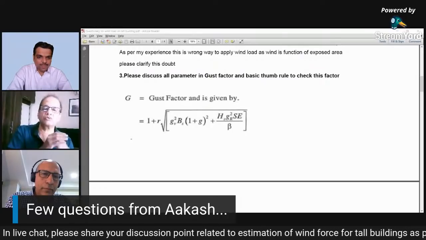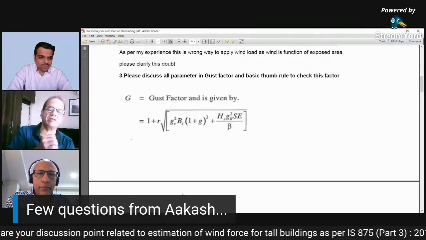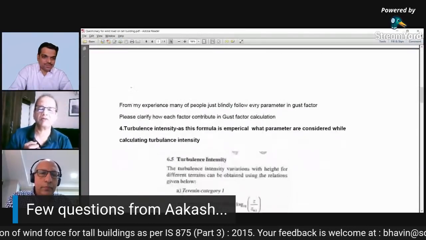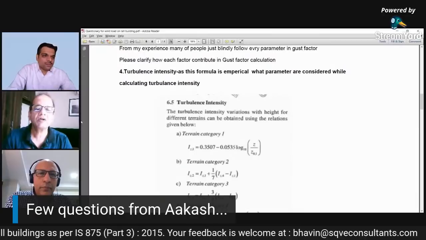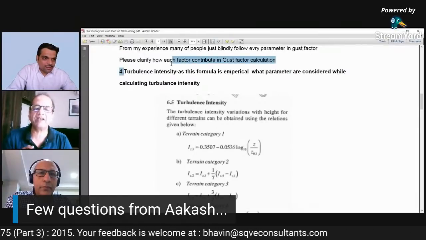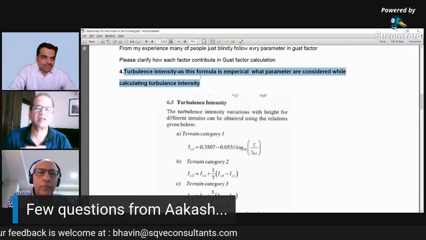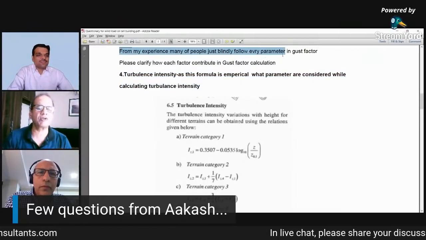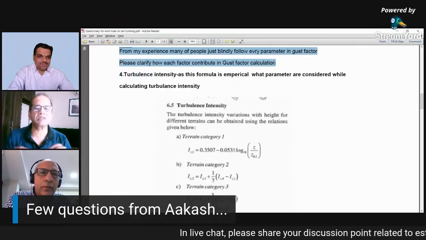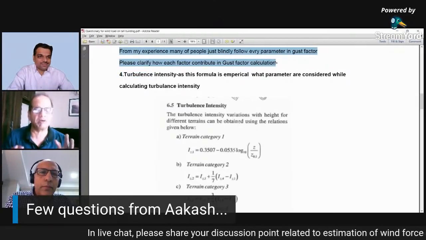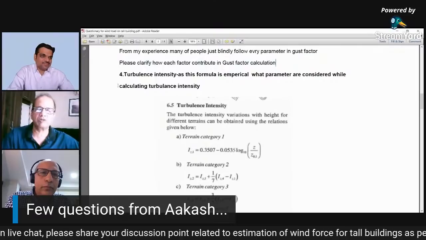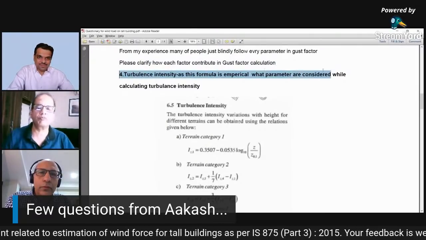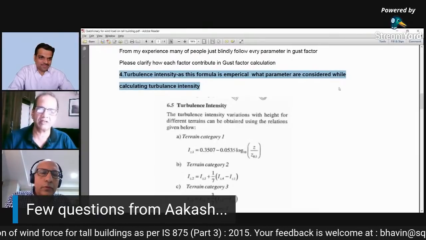So I'll ask Akash to send us the specific queries, specific difficulties, if any, while using this formula. From my experience, many people just blindly follow every parameter in the Gust Factor. There is no harm in blindly following. Unless you are deep into the phenomena, you have to consider the things written in the code, but with some basic knowledge, some explanation. Otherwise, to go deep into that, you have to be a wind engineer particularly and study more.